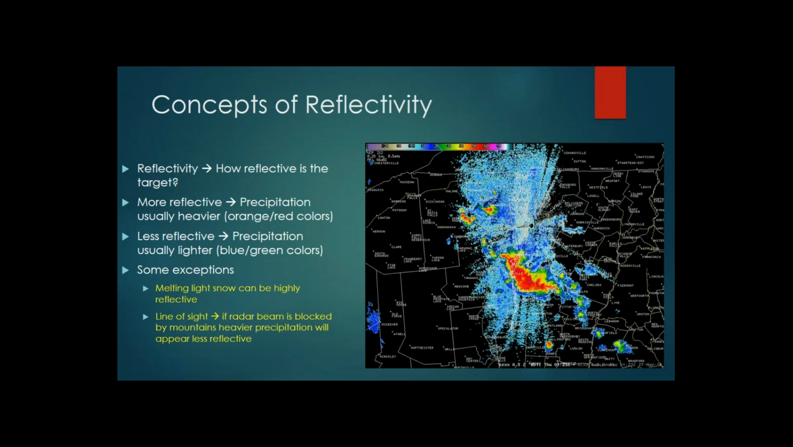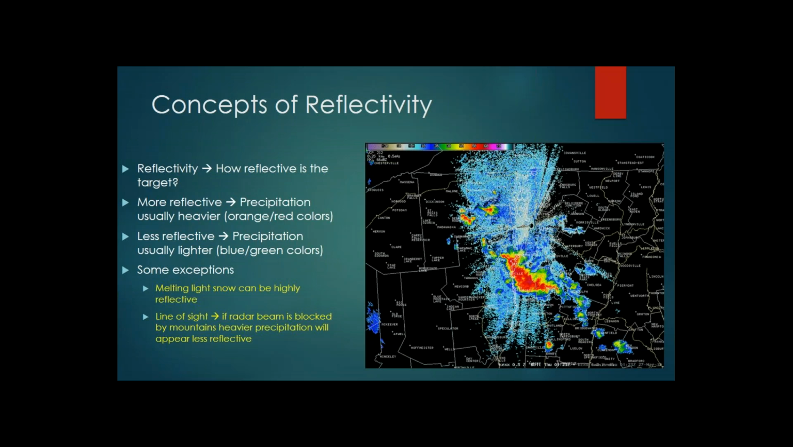There are exceptions, so melting light snow. When light snow is falling through the atmosphere near the surface, and let's say it's 34 degrees and things are melting, that's a highly reflective target. The snowflake melts, it gets water around it, it shows up really bright. That's one exception.